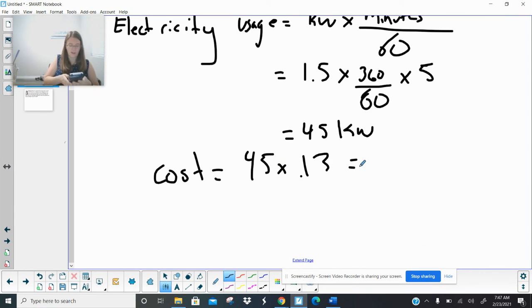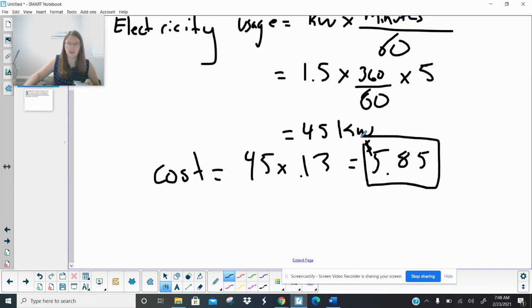45 times 0.13 is 5.85. So in a week, it'll cost me about $5.85. That's not bad, using my heater. So in a month, that'd be $30 or so, maybe 25, about 30 almost. That's not terrible. My electricity bill is going to be a little bit higher this month, I guess, but still cheaper than running the heater for the entire house.